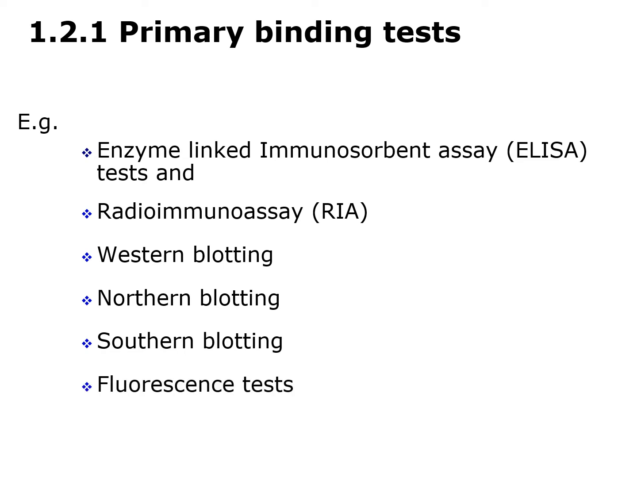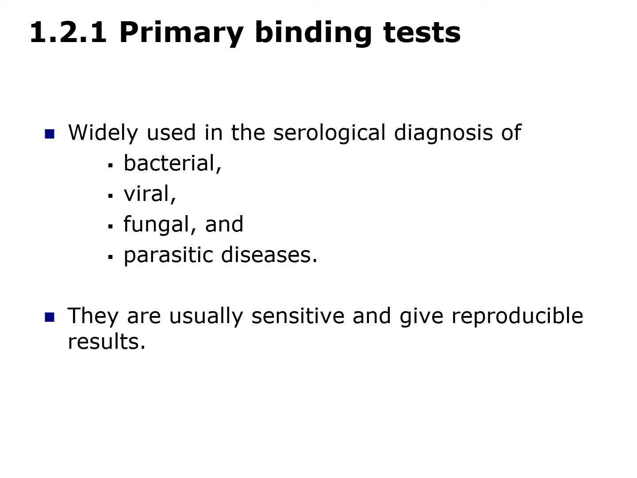Right, so maybe you have heard of ELISA, enzyme-linked immunosorbent assay, radioimmunoassay or RIA, Western blot, Northern blot, Southern blot. Right, so there is no Eastern blot. Fluorescence test. So those are examples of primary binding tests. Again, they are highly sensitive and highly specific.